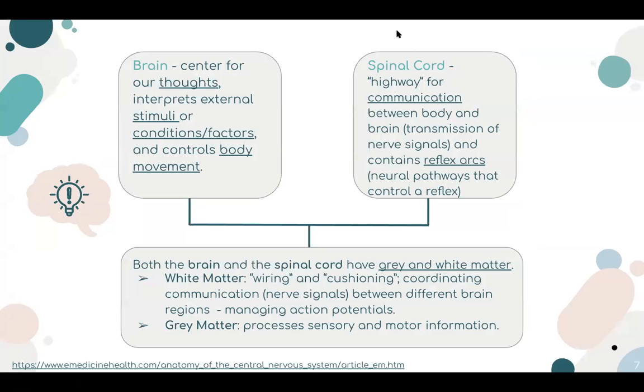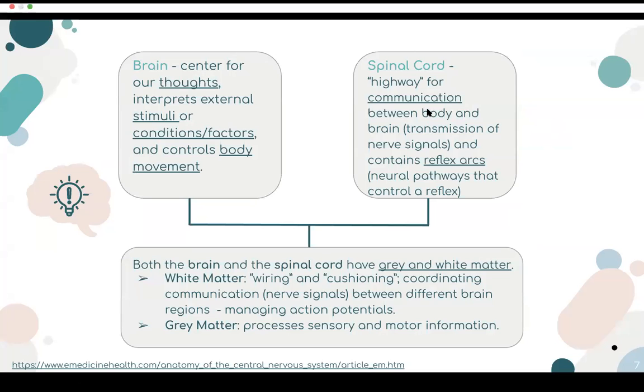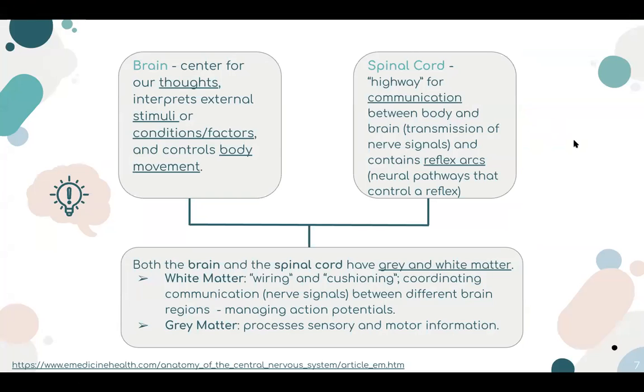Now, just simplifying things a bit further here. Like we covered already, the brain and the spinal cord are the two major components of the central nervous system. Like I said earlier, the brain is really our center for thoughts, interpreting external stimuli or conditions, and controlling your body movement or your motor functions. While your spinal cord, like I mentioned earlier, is that highway of communication, and it contains reflex arcs or neural pathways that control reflex. And then both the brain and the spinal cord have something called gray and white matter.